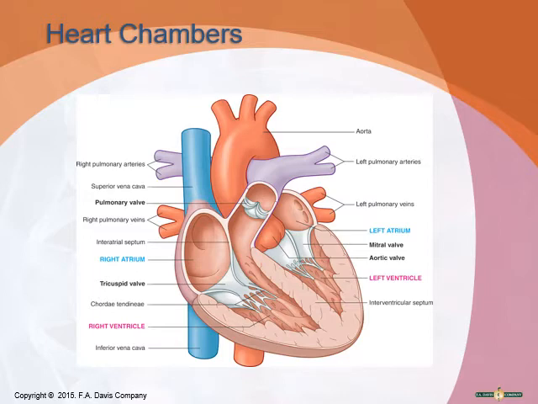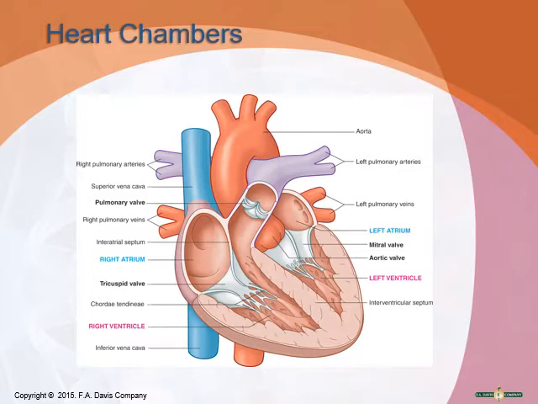The right and left atria are separated by the interatrial septum. Think of the atria as filling chambers or reservoirs, as they serve as a collecting spot for blood coming from the body or blood coming from the lungs.